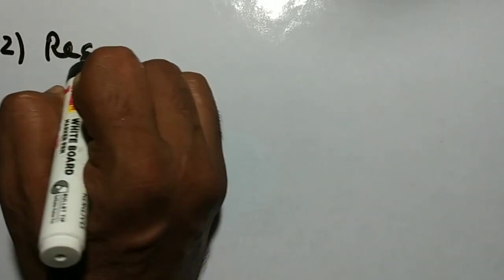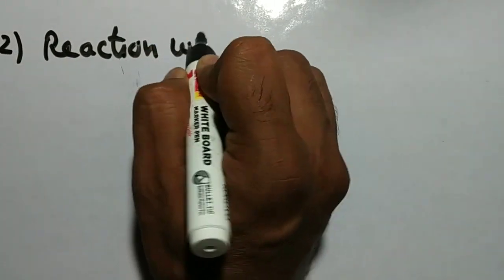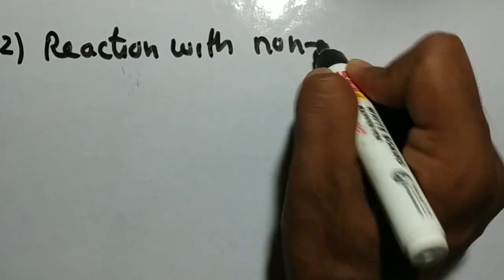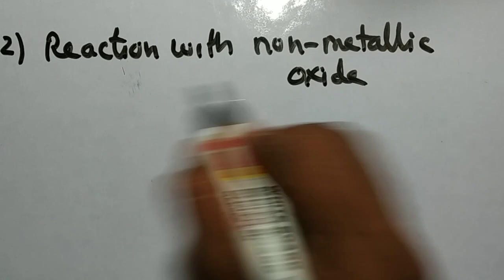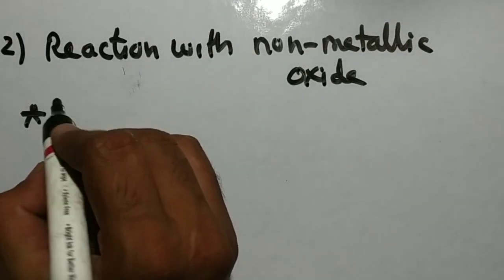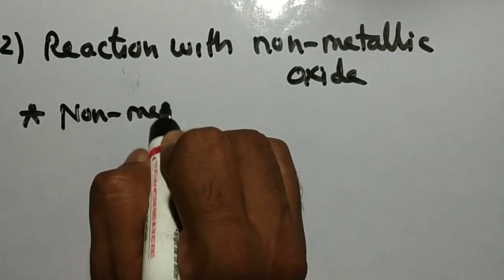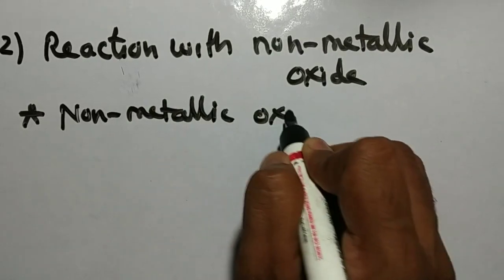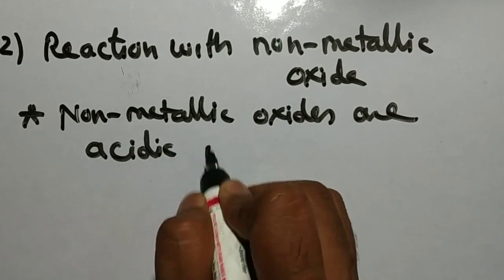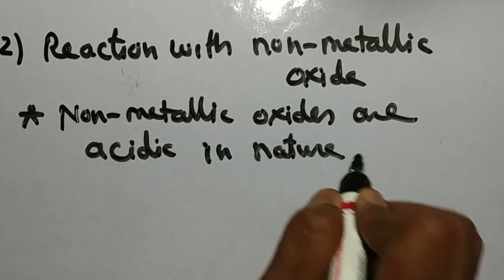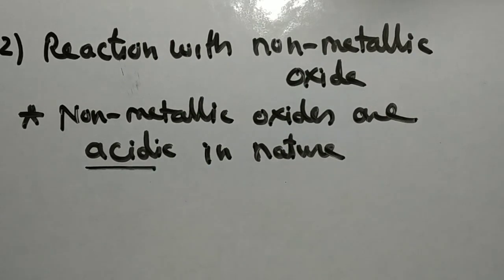Okay, moving forward, the second point that we have to study is the reaction with non-metallic oxides. You all know, dear students, that the non-metallic oxides are acidic in nature, and because of this they can react with the bases. So acid plus base is a type of neutralization reaction. So how can we write?